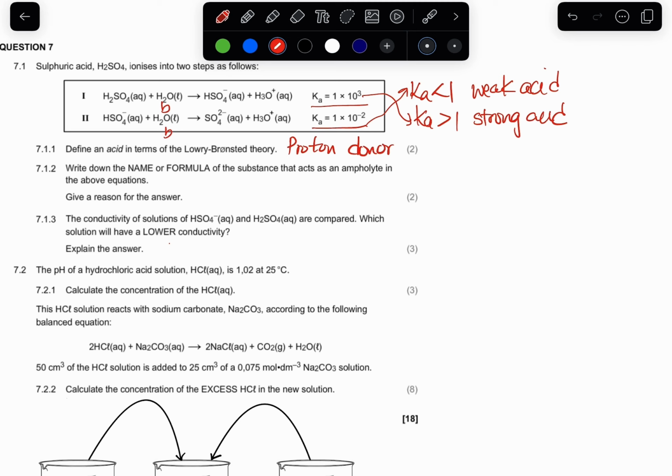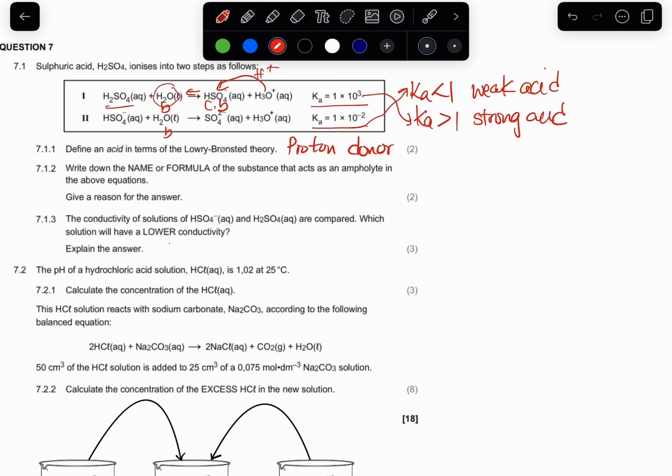Now let's look at the products. Here we have a hydrogen sulfate. Here in this case, this hydrogen sulfate acts as a what? A conjugate base, because this hydronium ion can donate a proton there. Remember, this is a reversible reaction, so it will become water and that.